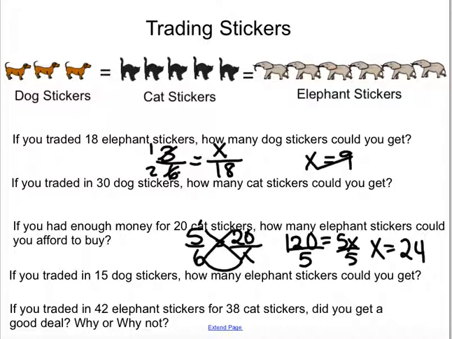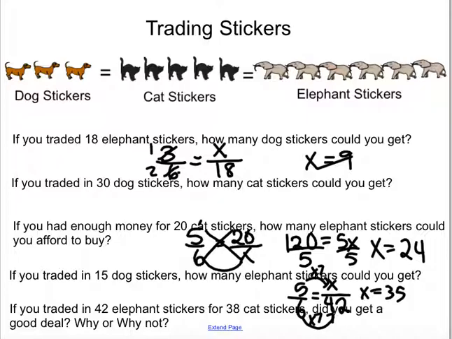And lastly, let's do the last one on here. If you traded 42 elephant stickers for 38 cat stickers, did you get a good deal? Why or why not? Well, let's figure out how many cat stickers we would normally get if we had 42 elephant. So we're still using this 5 to 6 ratio, but we want to know how many cat stickers for 42 elephant. Now, we could say 6 times 7 is 42, so 5 times 7 would mean that x is 35. So if I actually got 38 cat stickers, that's a pretty good deal. Okay, I would be happy with that deal.